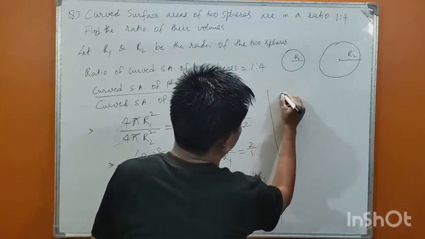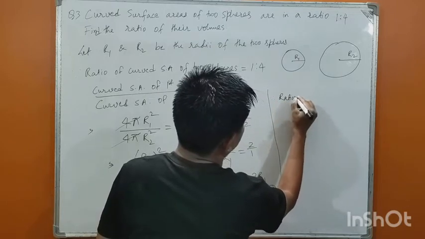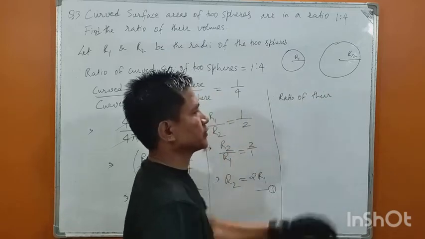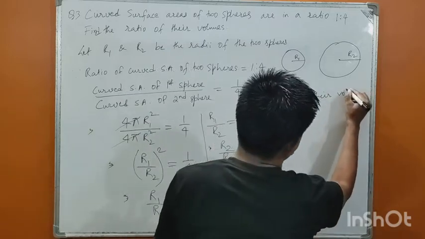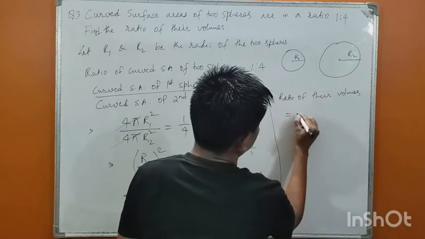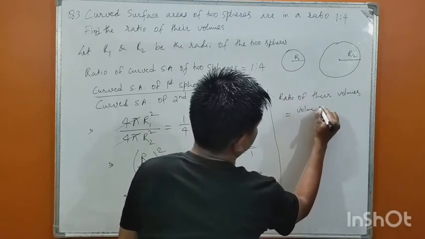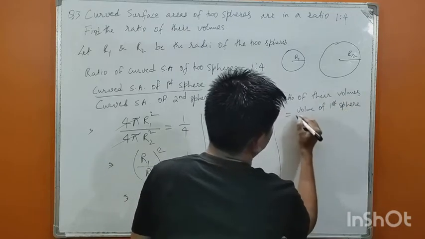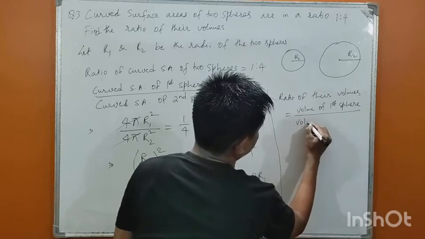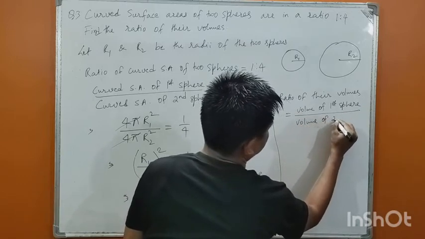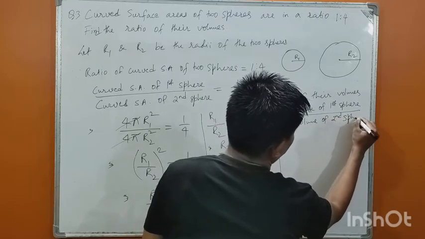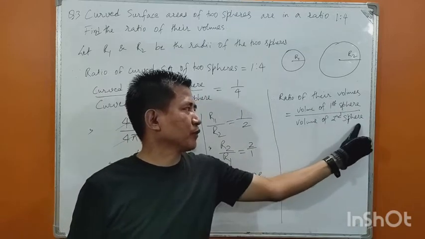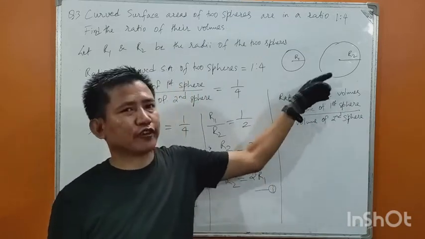Therefore, the ratio of their volumes, that means the ratio of the volumes of the two spheres, equals the volume of the first sphere, that means the smaller sphere, upon the volume of the second sphere. Are you getting me? Ratio of their volumes means volume of first sphere upon volume of second sphere. This gives the ratio of their volumes.